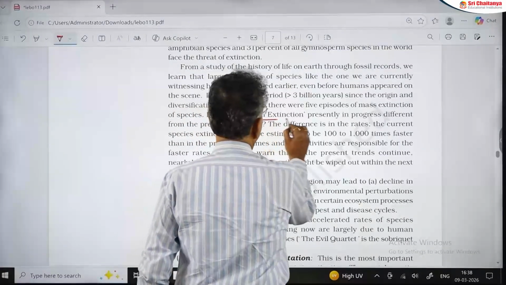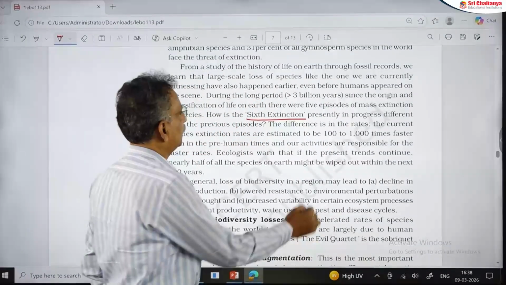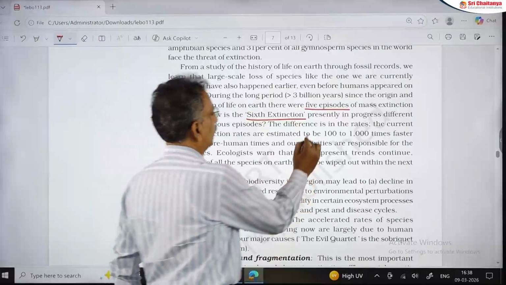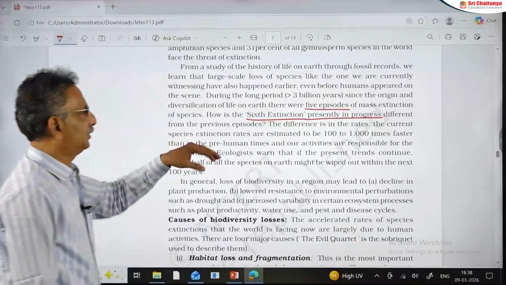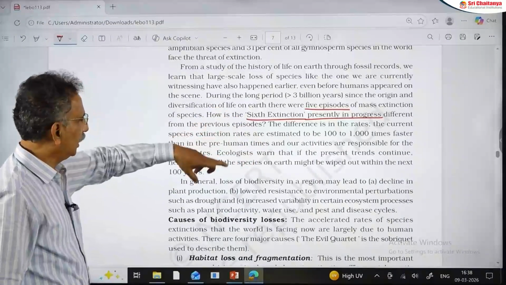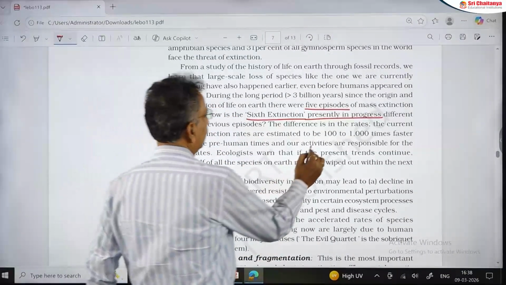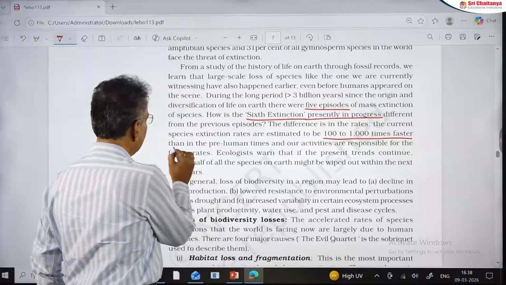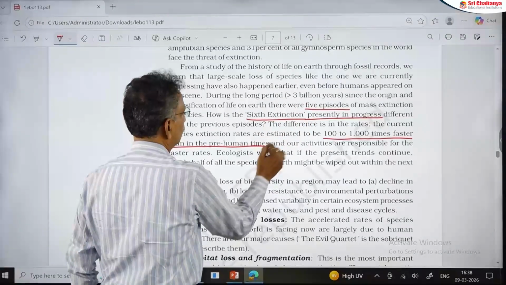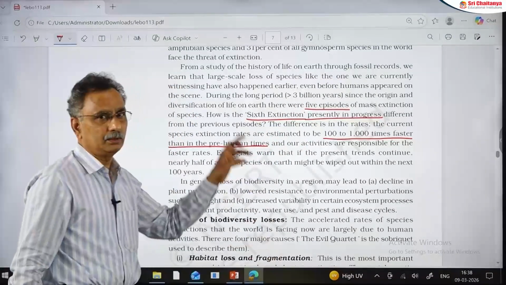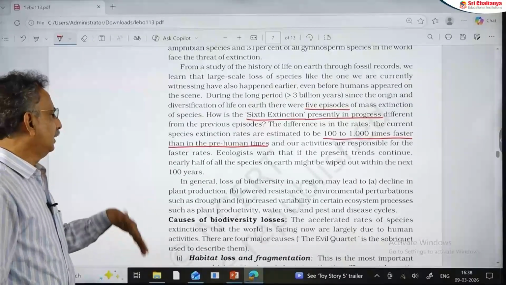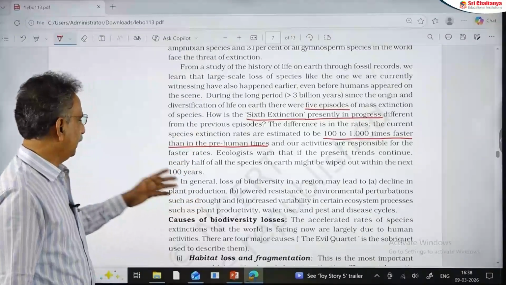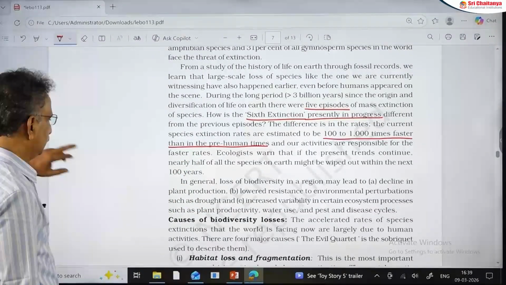So, the sixth extinction of species is the one which is going on, because earlier there have been 5 episodes. The sixth extinction is presently in progress. But if you compare the 5 earlier episodes and now the sixth extinction, at present it is 100 to 1000 times faster than in pre-human times. Because these 5 episodes were in pre-human times. Now the sixth extinction is a higher one, again because of human activities only, right? If this happens, what will happen to the number of species within a short span of time, they have mentioned there.